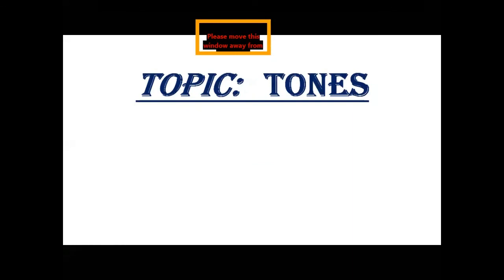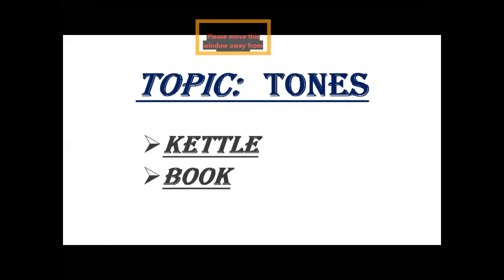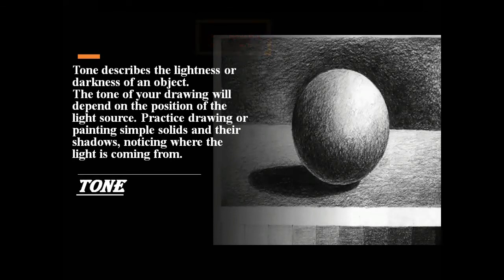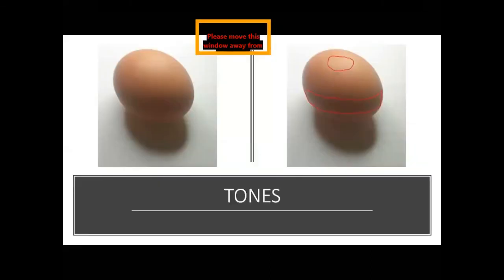Now the second topic is our tones. We will draw a kettle and a book with the tones. This one is the definition for the tones. The tones describe the lightness or the darkness of an object. The tone of your drawing will depend on the position of the light source. Always remember it depends on the position of the light source.